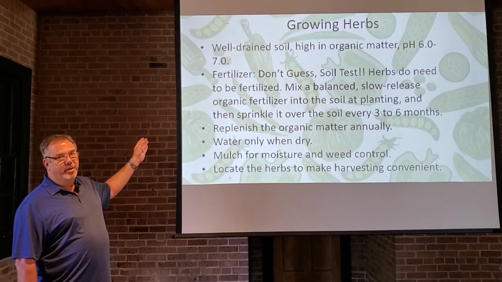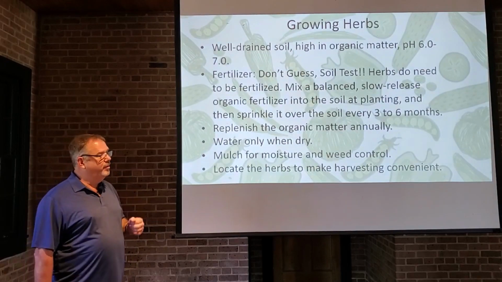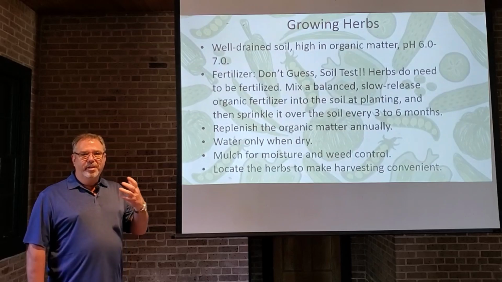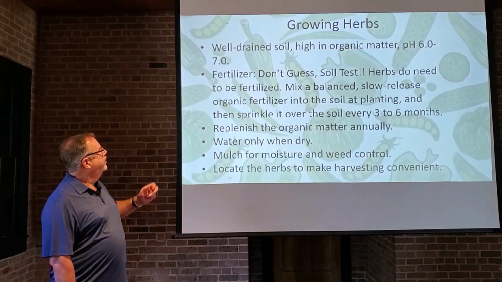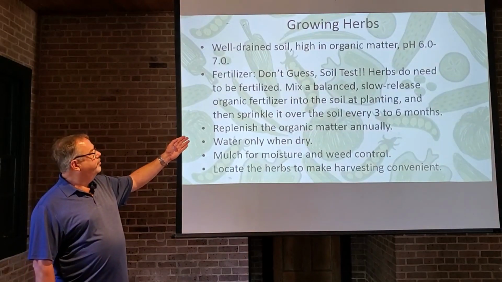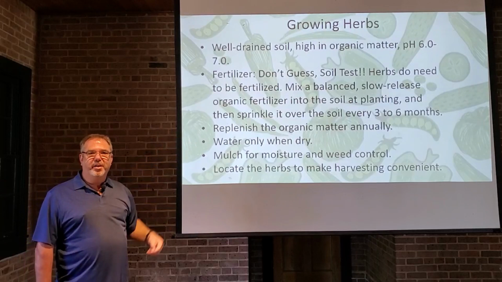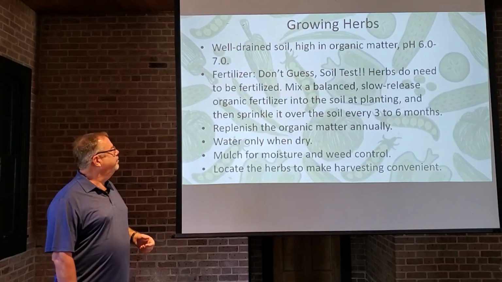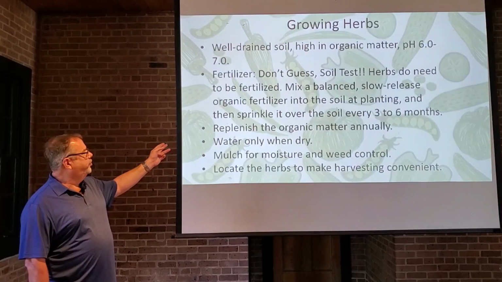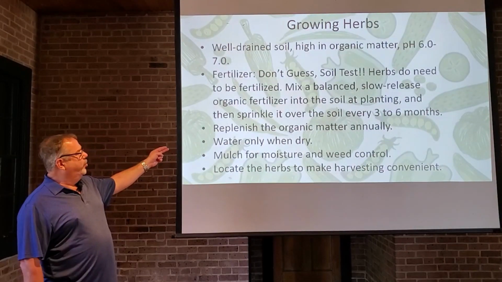Herbs do need to be fertilized. Unlike some popular opinions, they do actually need that extra bit of nutrient to have them at their best performance. It's best to use a balanced fertilizer, and you can use a slow-release fertilizer or organic fertilizers, which tend to be slow-release anyway. You mix that into the soil at planting, and then sprinkle it over the soil every 3 to 6 months. Replenish the organic matter annually.